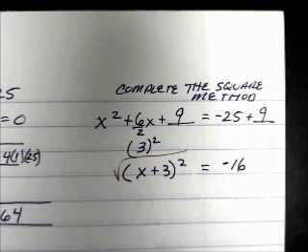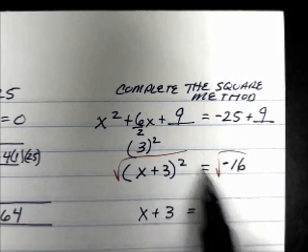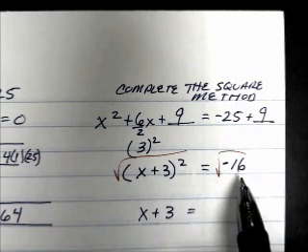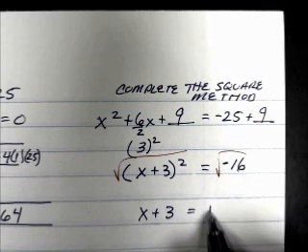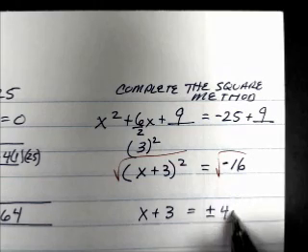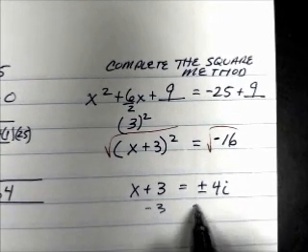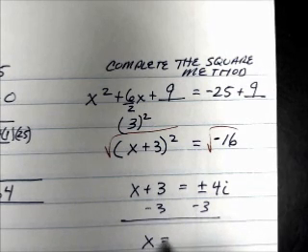What undoes square? Square root. Square root both sides, and we have x plus 3 equals, remember when we do square root, plus or minus, so this would be plus or minus the square root of negative 16 is 4i. And one more step, subtract 3 from both sides. So x equals negative 3 plus or minus 4i.